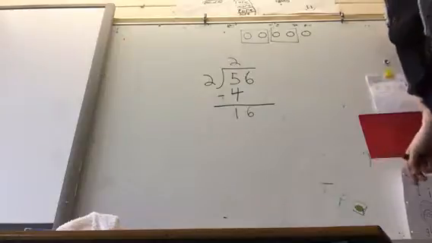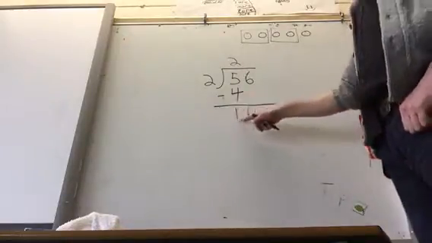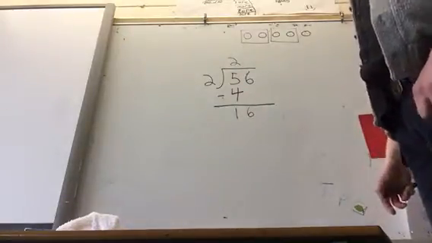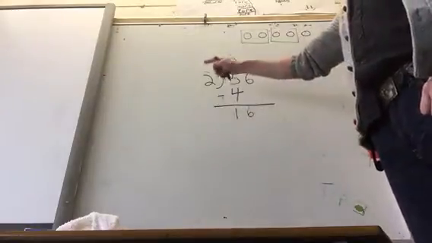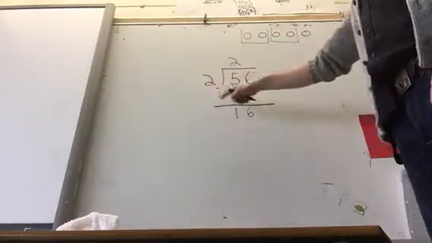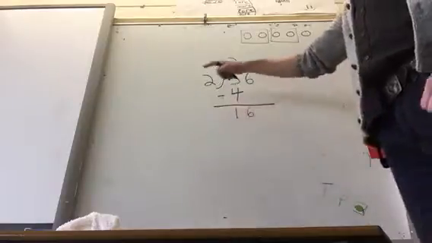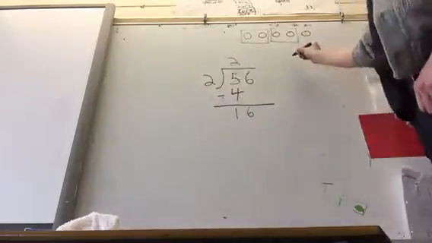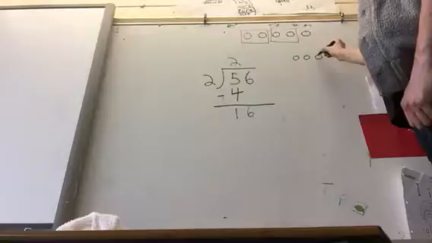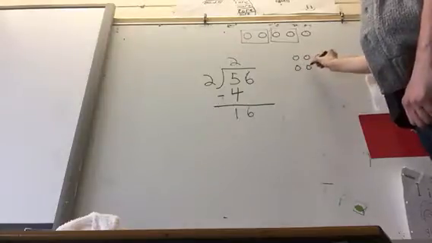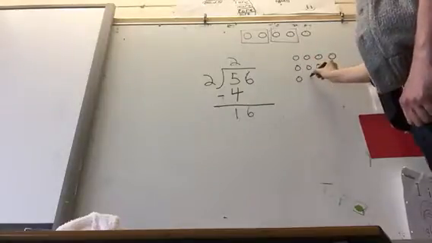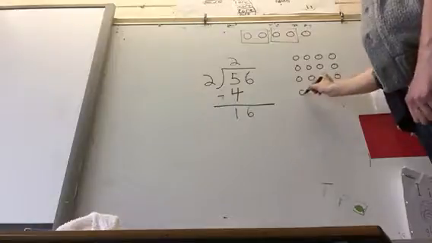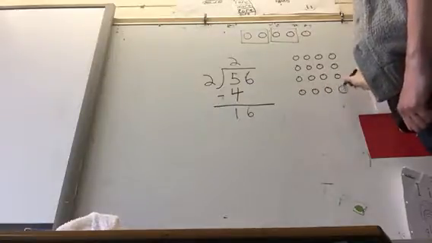And now the question we have to ask ourselves is, if we have 16 cookies, how many groups can we make that have 2 in each group? If we have 16 cookies, how many groups of 2 can we make? 1, 2, 3, 4, 5, 6, 7, 8, 9, 10, 11, 12, 13, 14, 15, 16.